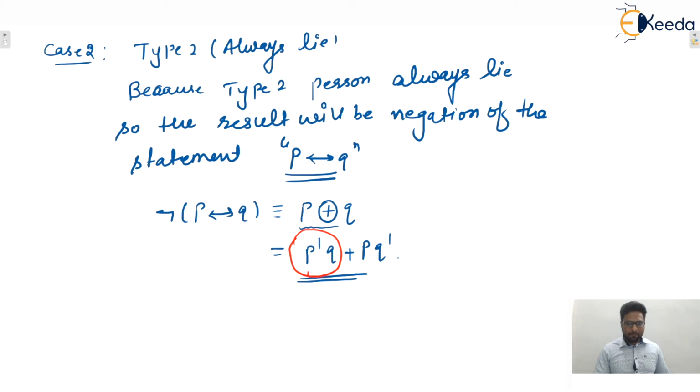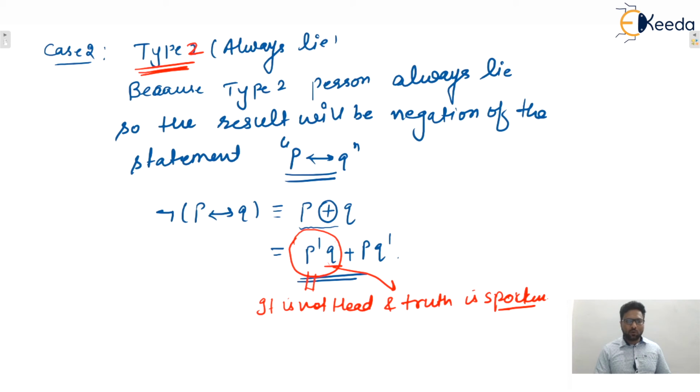Now tell me the meaning of P dash Q. P means the result is head, and P dash means it is not head. And Q means what? Truth is spoken. Yes or no? But this is the type 2 person, and type 2 always lies.